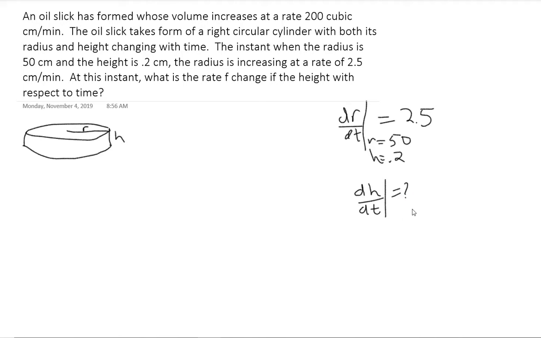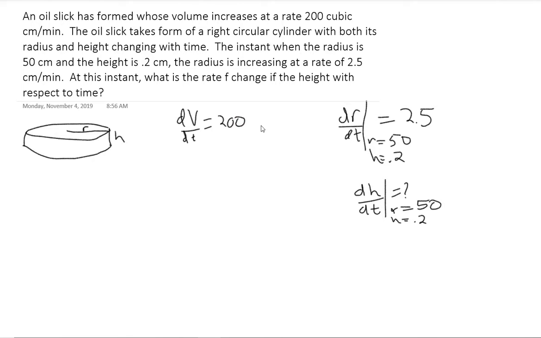And since it's at this instant, the same instant that we're given dr/dt, we know that this is the instant when r is equal to 50 and when h is equal to 0.2. Okay, so this is a lot of information. We were also given, I forgot to write it down, dV/dt, which equals 200.